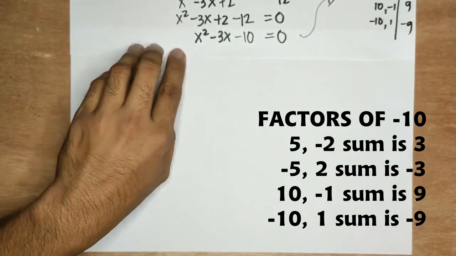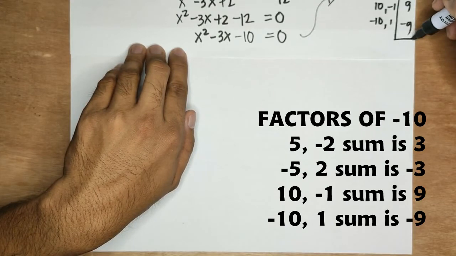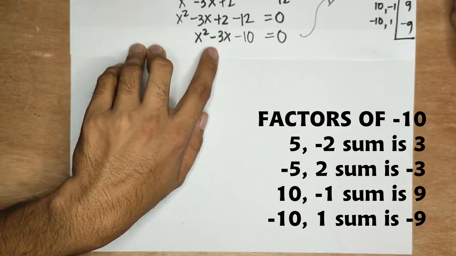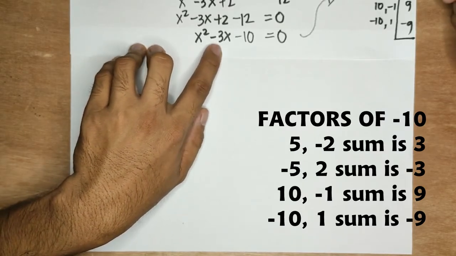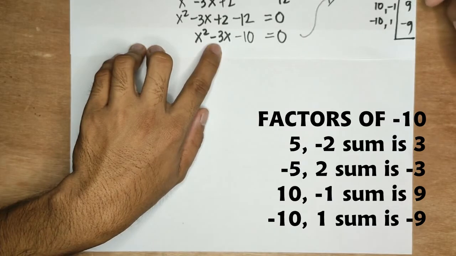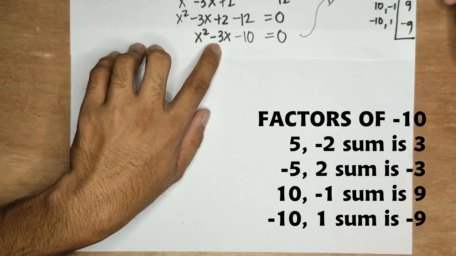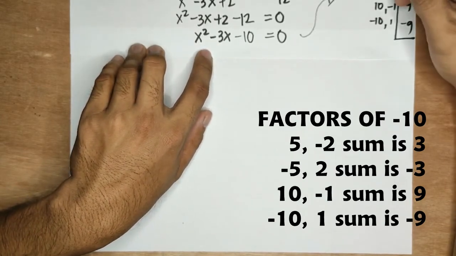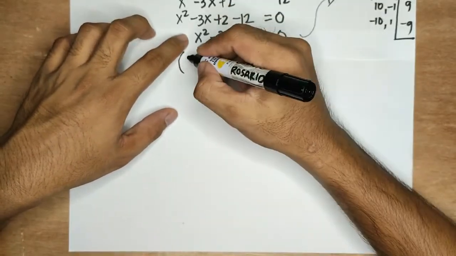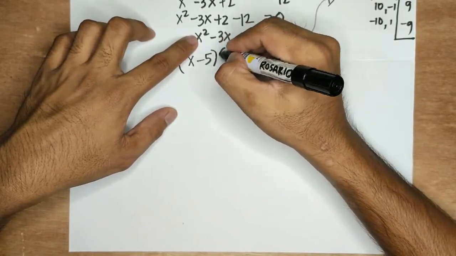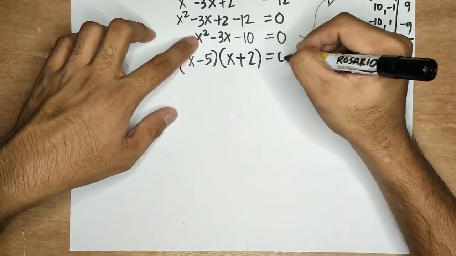So, after combining the factors, tignan mo doon sa mga sums na nakita mo kung mayroong kapareho doon sa middle term ng fina-factor mo. So, as you can see, negative 3 yung middle term, and then may combination ng factors na ang output nila ay negative 5 and 2. Ito yung ilalagay natin sa factors. So therefore, ang factors nito ay x minus 5 and x plus 2 is equal to 0.